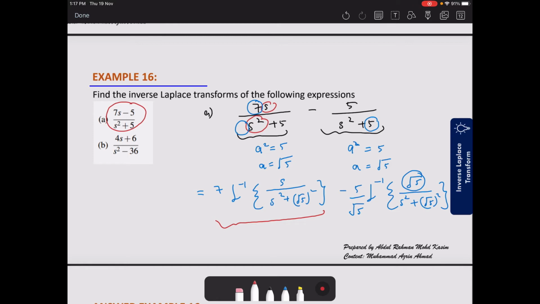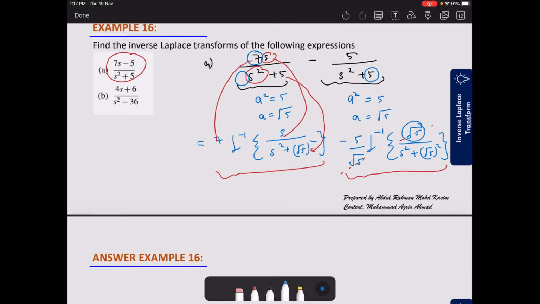Look at here, we have 7 over here, we have s over here, even if we change here, it is the same thing. Similar to this one, when this is demolished, you get the same equation as above. We did it like this because we would like to use the table as our reference.